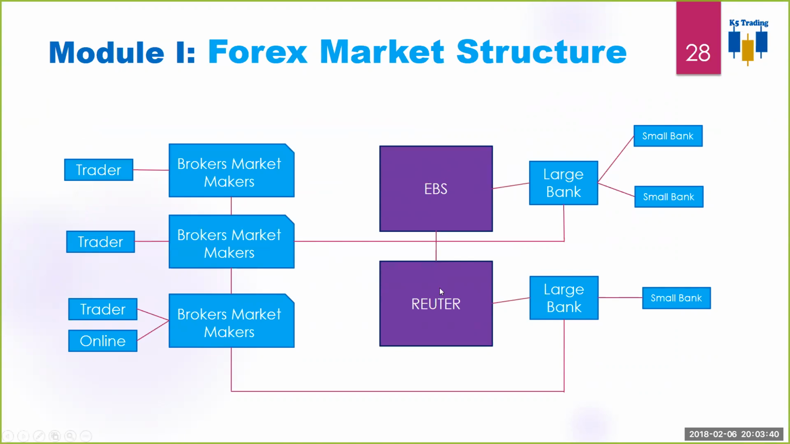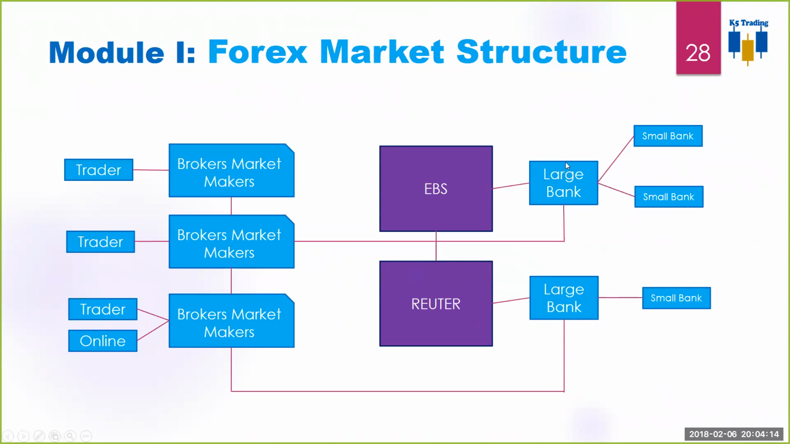So you have these two big networks, Reuters and EBS. These are the large liquidity provider banks. Examples of those banks are Morgan Stanley, HSBC, Deutsche Bank, or whatever other large banks you have in America. American Express, probably not a bank, but yeah, those big banks are here. They communicate to each other via EBS or Reuters.